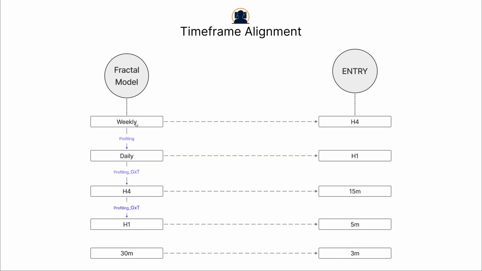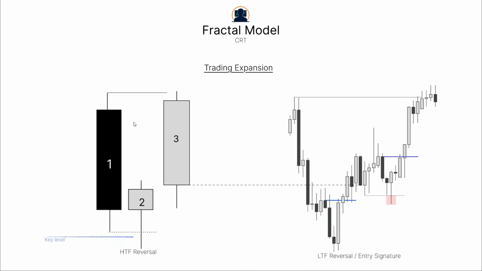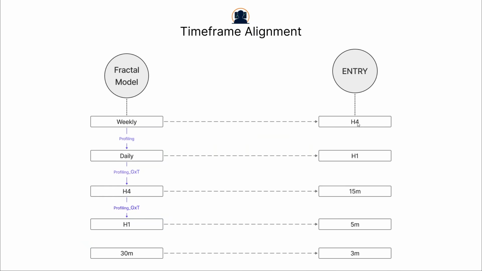So you see that there will be times where you identify the fractal model on the weekly time frame, but you do not want to trade on the 4-hour time frame because it will require a large stop loss, which maybe you don't have enough capital to handle. And just for a better risk to reward ratio, you want to drop to lower time frames, like the 1-hour time frame. That is where profiling comes in.